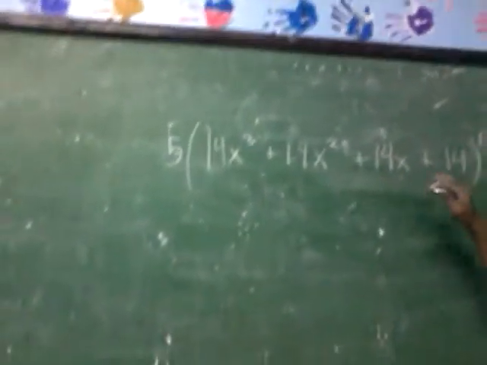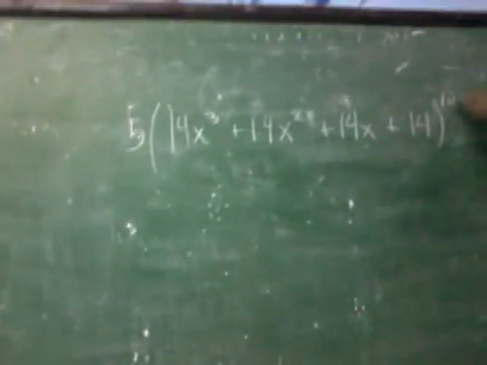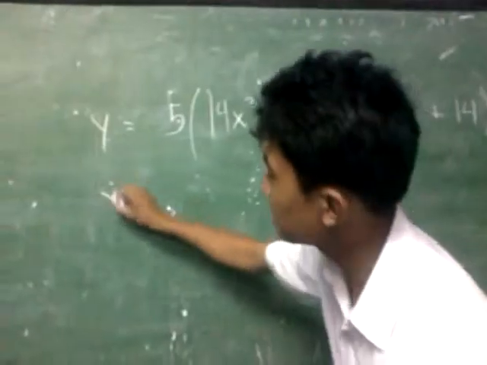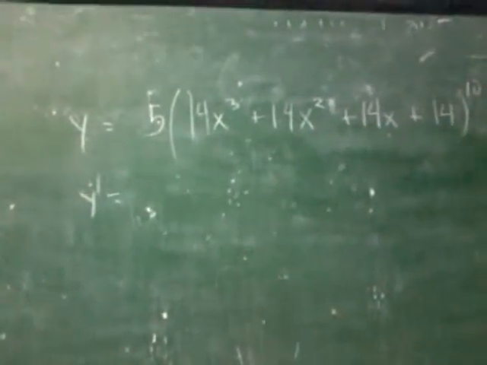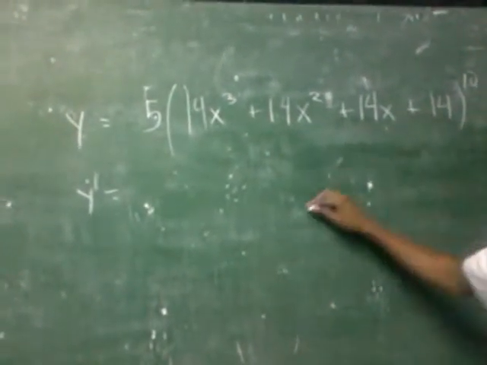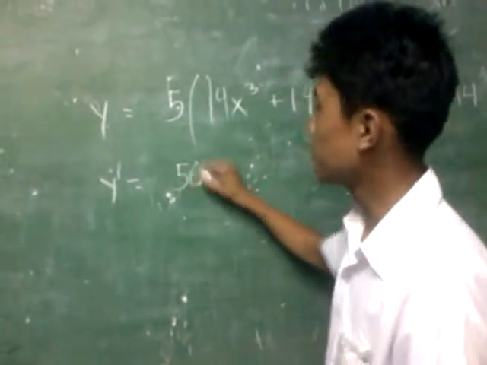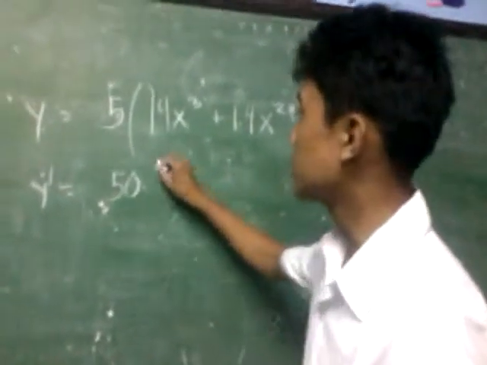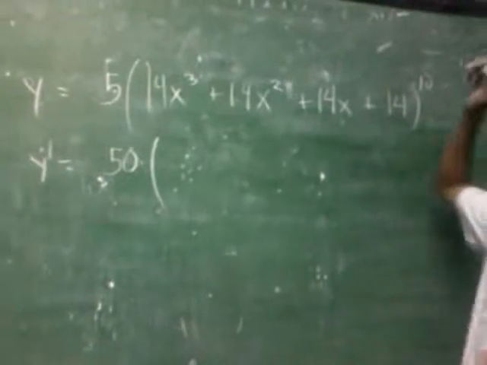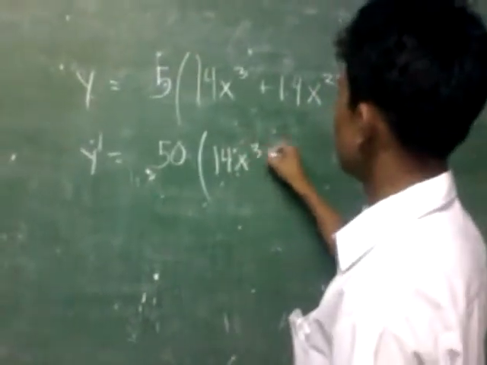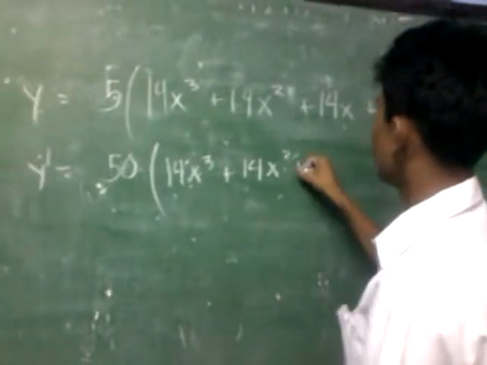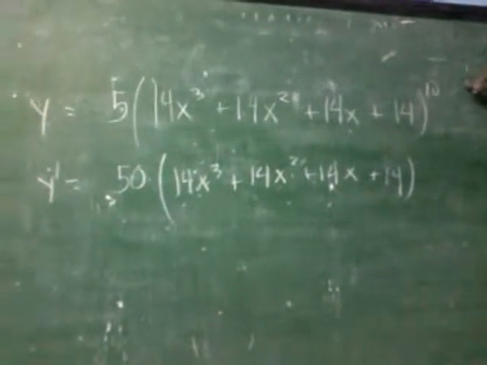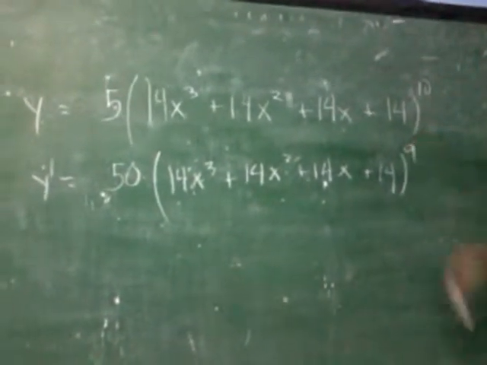We will use the general power rule in finding the derivative. To get the first part, we multiply the numerical coefficient with the exponent. We will put 50, since 5 times 10 is obviously 50. Easy. Then you just copy the value inside the parentheses: 14x cubed plus 14x squared plus 14x plus 14. Then 10 minus 1, applying the power rule, is 9.